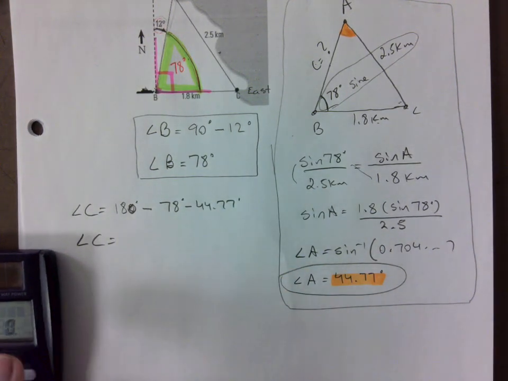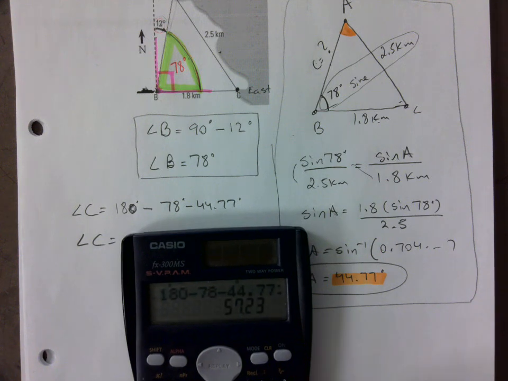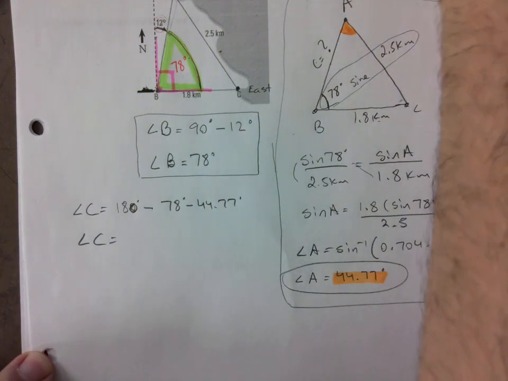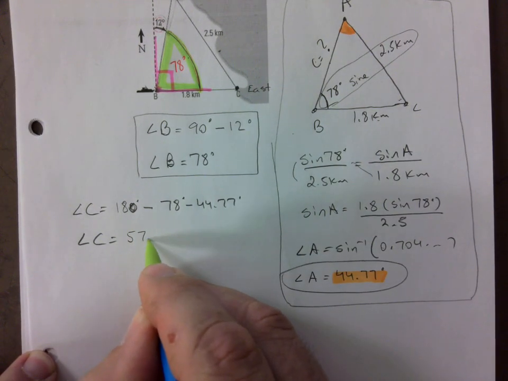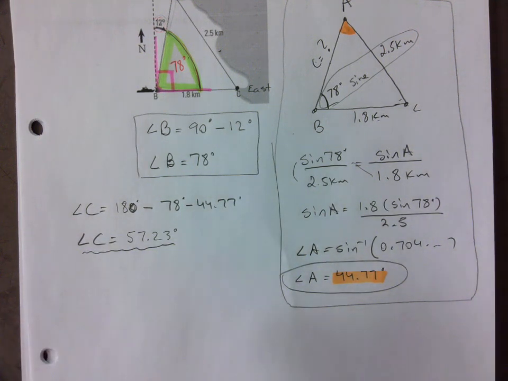Don't think of the weekend just yet, okay? Hang in there. 180 minus 78 minus 44.77 is 57.23. And that is important, but not the answer yet.